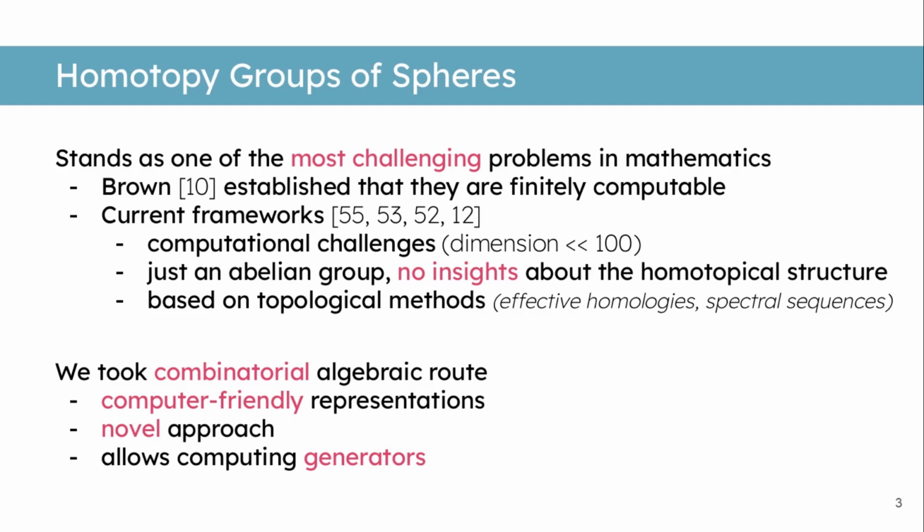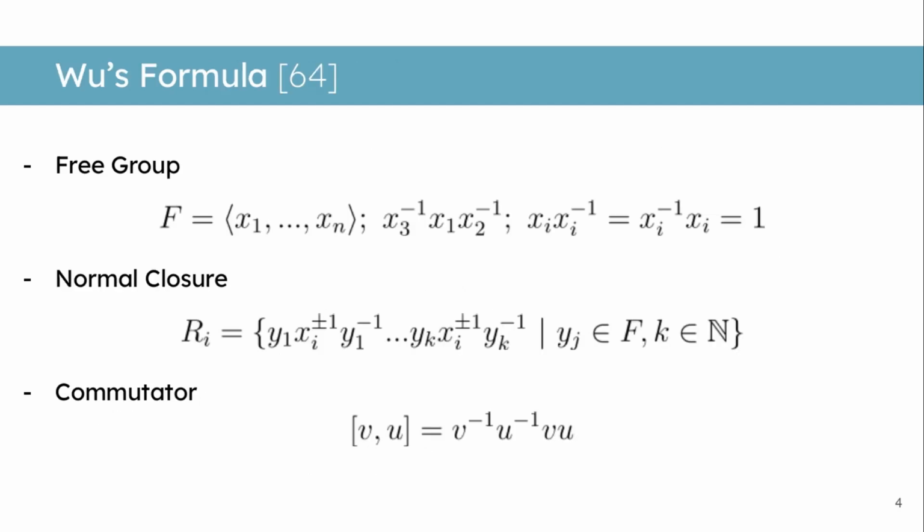Current frameworks still require a lot of computations, but more importantly, they do not give any insights into the homotopical structure, since they output only the group as an answer and not its generators. Notably, they are based mostly on algebraic topological methods. We take another route. We apply a combinatorial algebraic tool known as Wu's formula. Using this approach, we would be able to recover generators, and more importantly, objects we are going to work with will have computer-friendly representations.